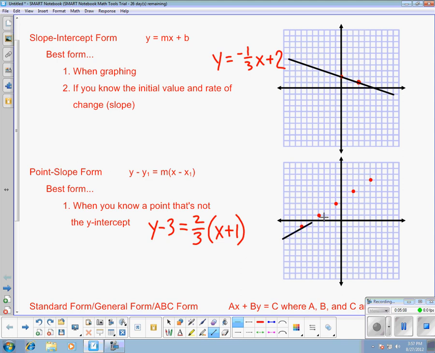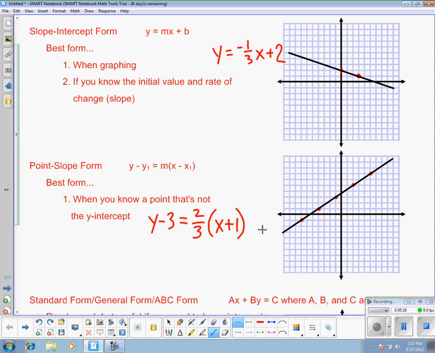I just need to keep that pattern going, and all of these will fall in the same line. Okay, so this form is useful if you know any point that's not necessarily the intercept. You can come up with the equation and graph the line in that way.